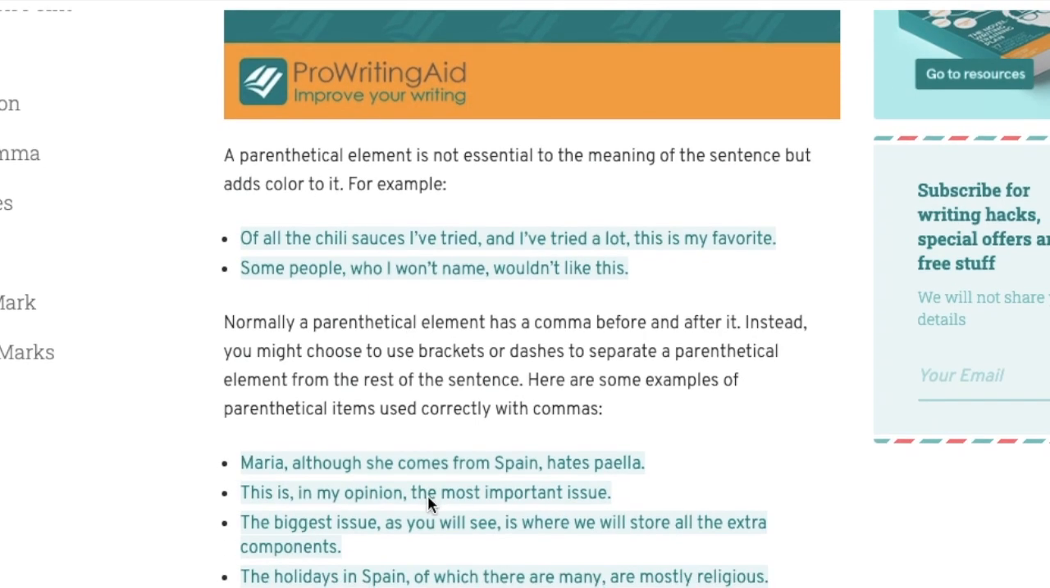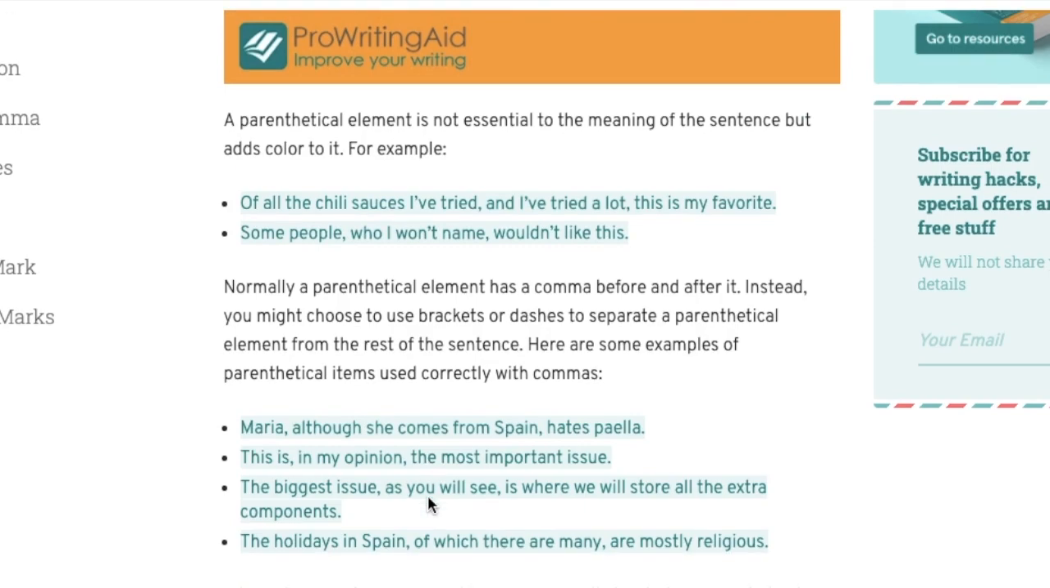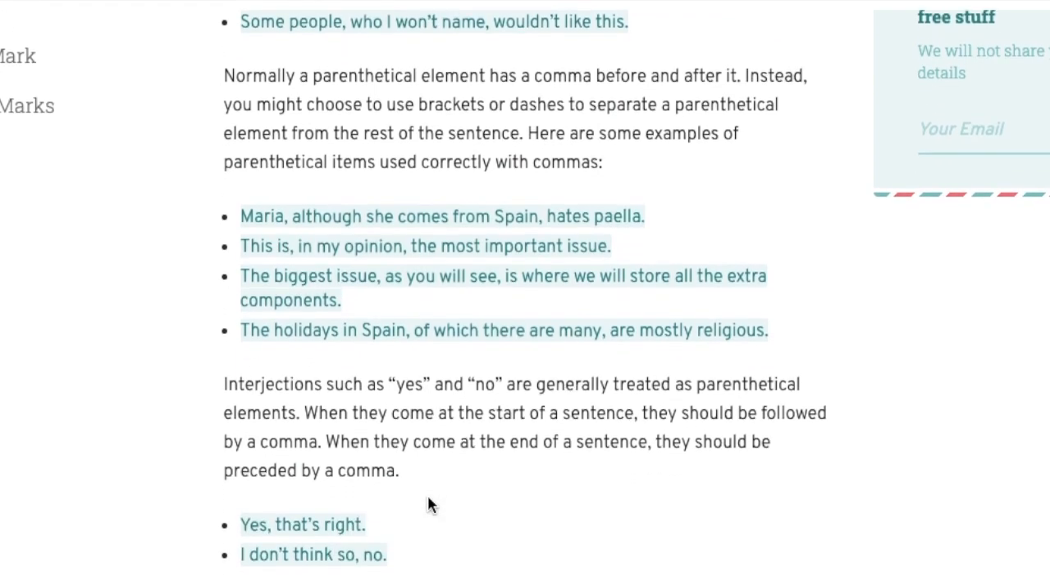Normally a parenthetical element has a comma before and after it. Instead, you might choose to use brackets or dashes to separate a parenthetical element from the rest of the sentence. And that's what I just said. Of all the chili sauces I've tried, I'd put a dash there, dash, and I've tried a lot, dash, this is my favourite. The dash adds emphasis and drama, so I probably prefer it with a dash, but a comma you can. Here are some examples of parenthetical items used correctly with commas.